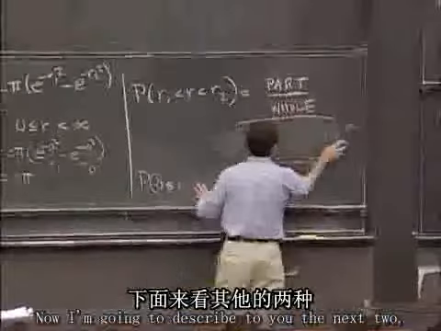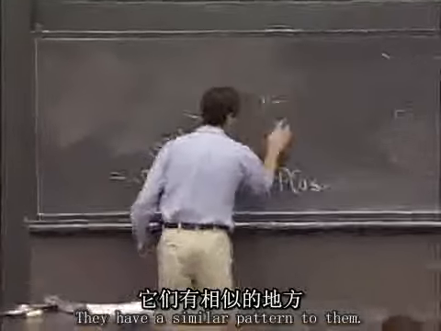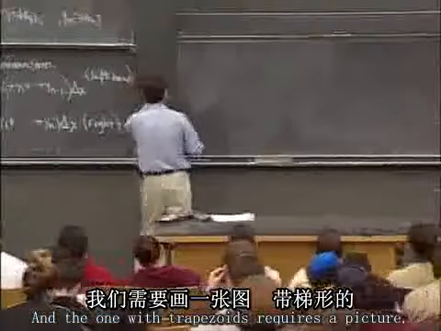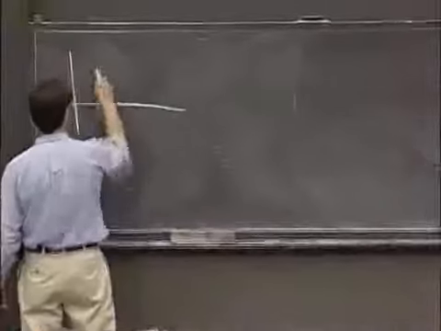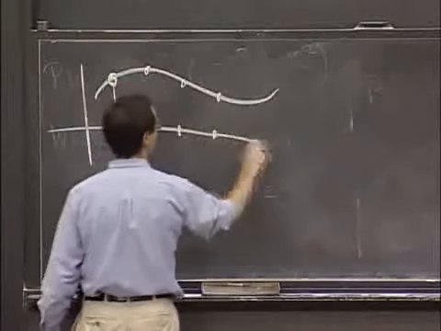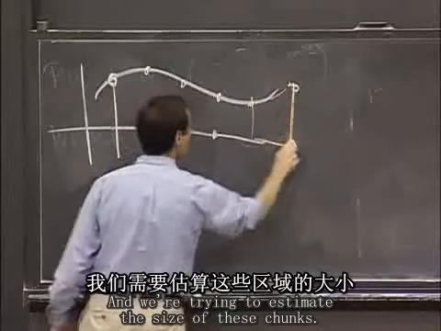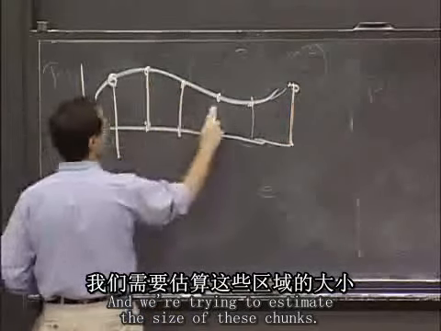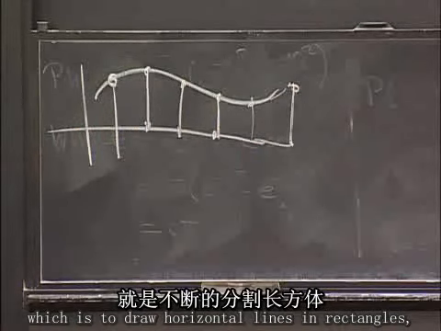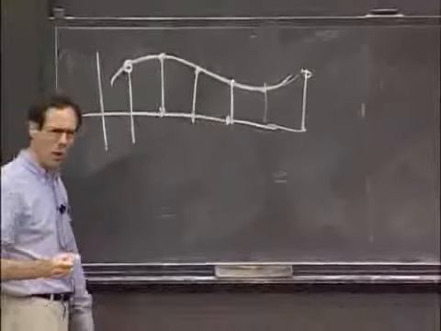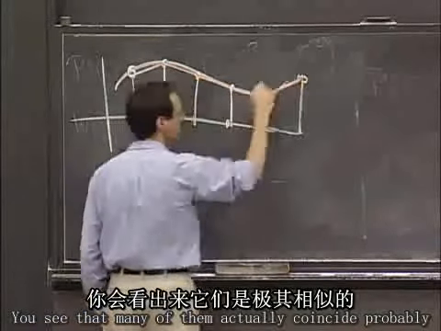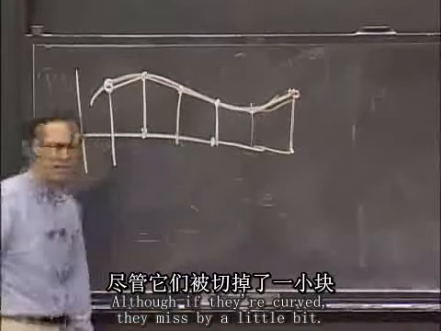Now I'm going to describe to you the next two. They have a similar pattern to them. And the one with trapezoids requires a picture. Here's a shape, and here's a bunch of values. And we're trying to estimate the size of these chunks. And now, instead of doing something stupid, which is to draw horizontal lines in rectangles, we're going to do something slightly more clever, which is to draw straight lines that are diagonal. You see that many of them actually coincide pretty closely with what I drew there, although if they're curved, they miss by a little bit.